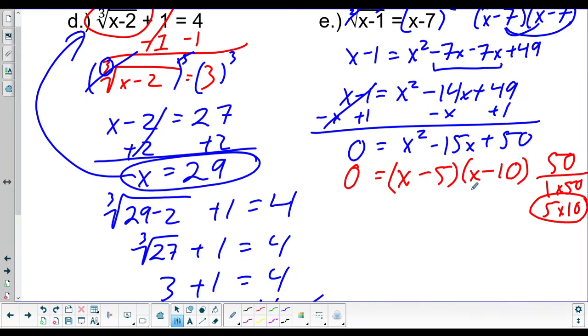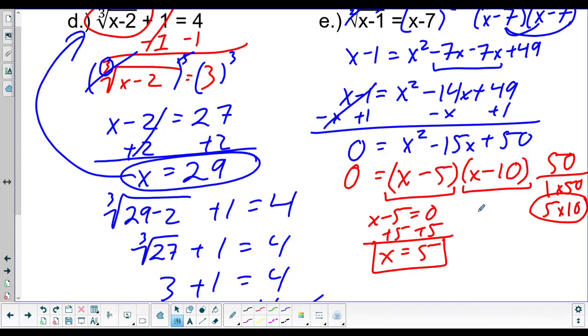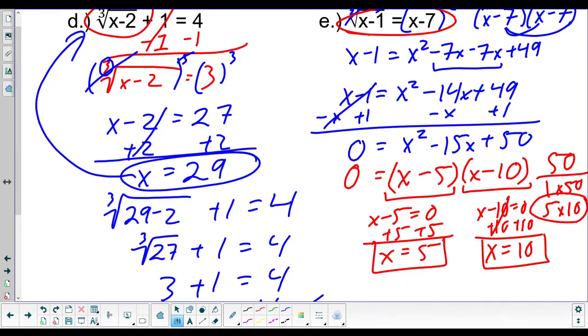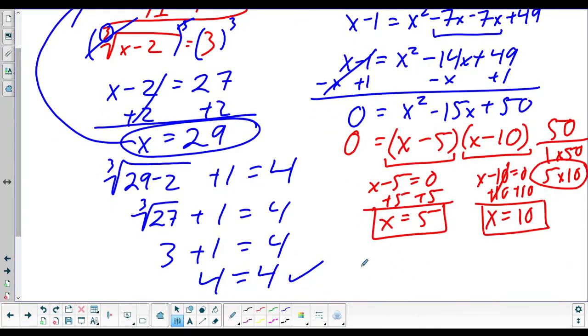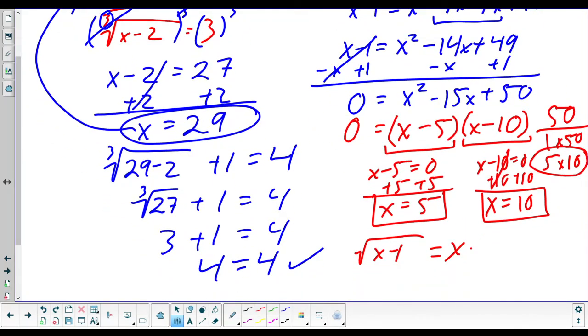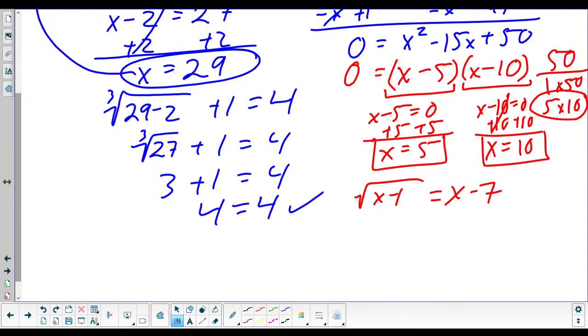And now we're going to set these both equal to 0, just like we did in the last lesson of last unit. And then we're going to plug those answers back in. So x minus 5 equals 0. Add the 5. So x equals 5. That's one of our answers. Here, x minus 10 equals 0. Add 10. X equals 10 is one of our other answers. And now we have to plug them back into this original equation up here, which is the square root of x minus 1 equals x minus 7. All right, so let's plug these in and see what happens.